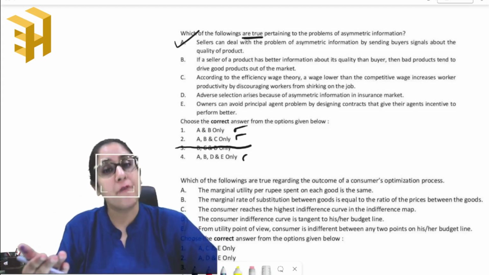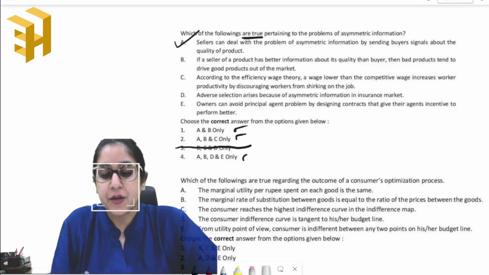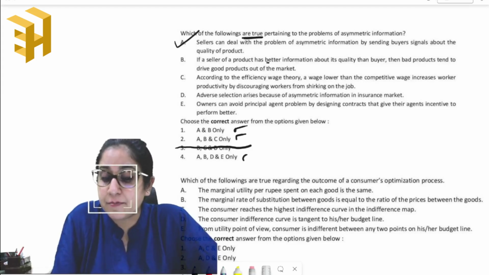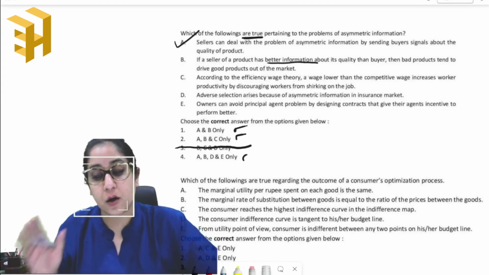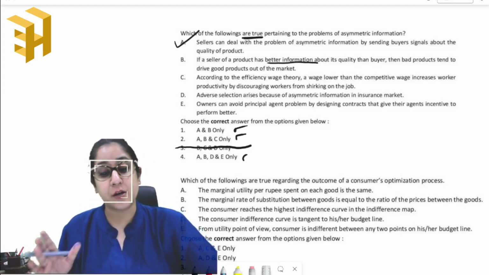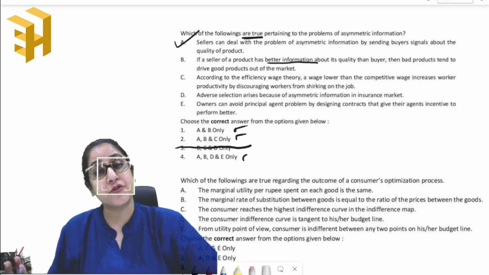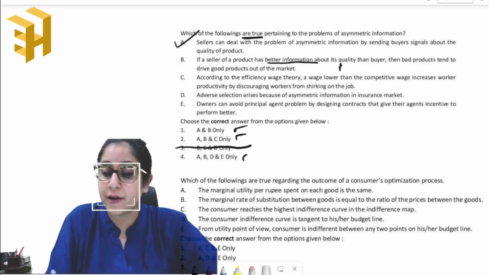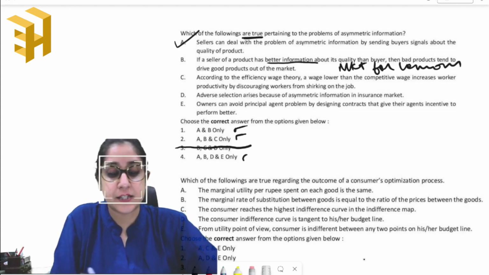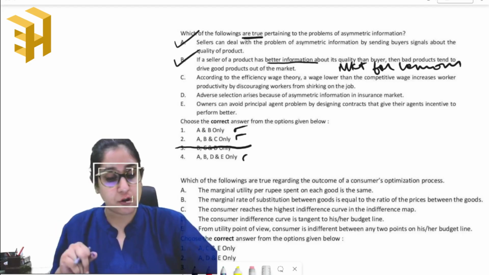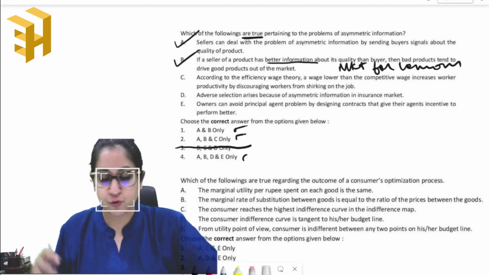Okay, let's filter out more. B: if a seller of a product has better information about its quality than the buyer, then bad products tend to drive good products out of the market. This is true. Market for lemons, remember? Right? So this statement is true. So B should also be there. B is there in 1, 2 and 4.